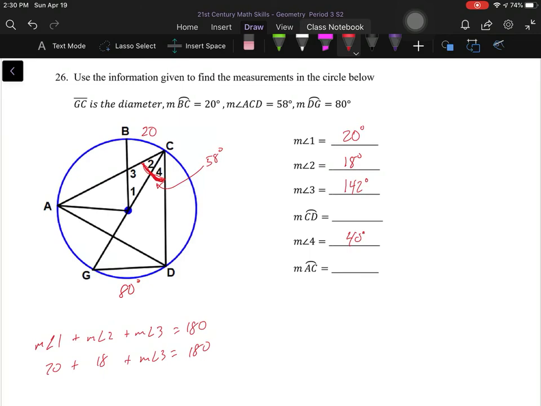Okay, so now if you remember that very first statement that they gave us, that GC is a diameter, I said right away I know some things. Specifically, this arc right here is 180 degrees. Well, they told us that part of the arc was 80, so this other part's going to be 100. So that's where CD comes from. That's 100 degrees. Okay, and then the last one, AC. Again, we can do it a couple different ways.